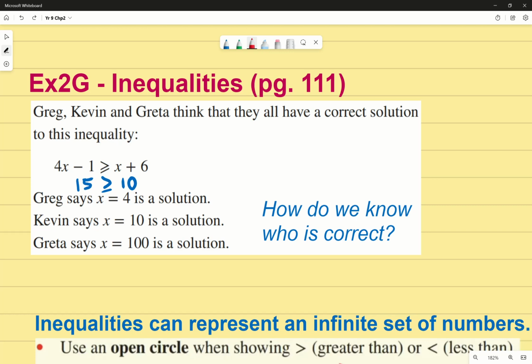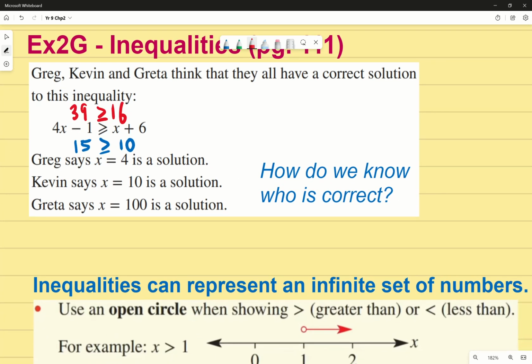But you'll probably note, if I substitute something else, it might still give me a valid answer. If I put x equals 10, 4 times 10 is 40, minus 1 is 39. On the right-hand side, I put in 10. 10 plus 6 is 16. I do the same symbol. Is that a valid statement? It is. 39 is greater than or equal to 16. Inequalities means that instead of it being equal to one thing, it could be a few things. Okay? So let's see what that looks like.